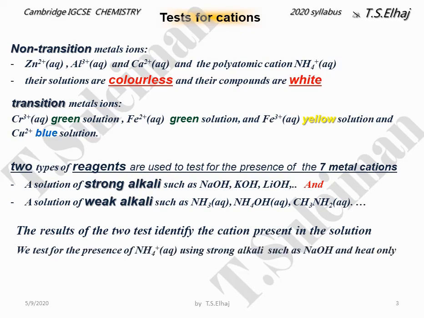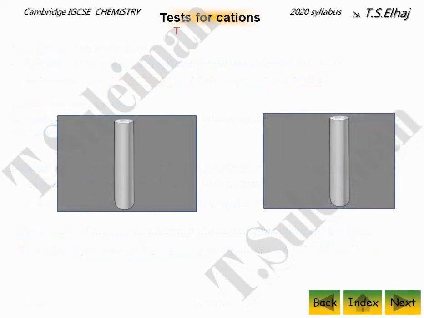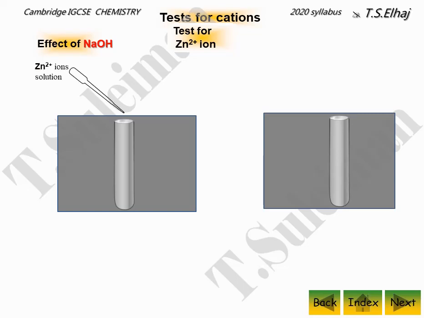For the ammonium ion, we test for it using NaOH and heat only, or we can use any of the strong alkalis, KOH, lithium hydroxide and so on. With the test for the zinc 2+ ion, we will do the test with NaOH, and we will repeat the same test with ammonia and see if there is any difference, and we will note down the observations.